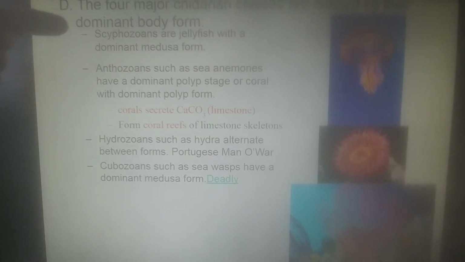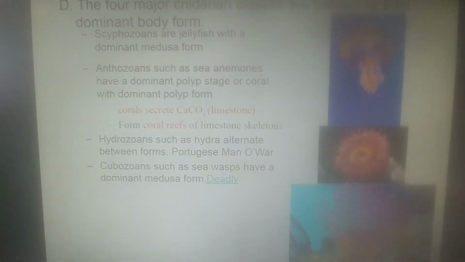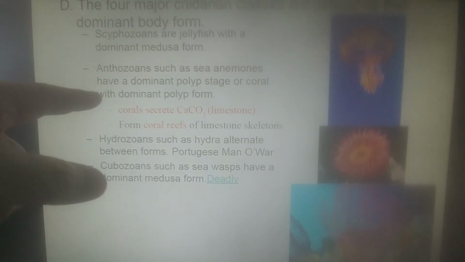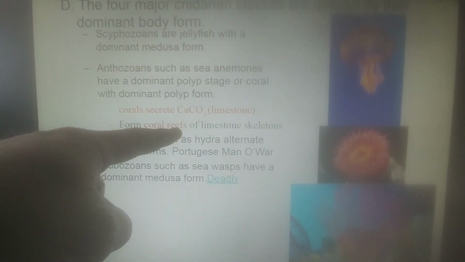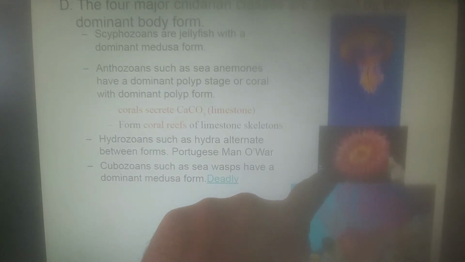The four types right in here, I want you to know those. Every one of these we're going to talk a little bit about. The biggest thing here: scyphozoans are the jellyfish with a dominant medusa form, so they always look like that. Again, they've got the cnidocytes that want to stab you in the side. You've got the anthozoans, sea anemones, whatever else. The biggest thing they do is secrete calcium carbonate. They make the limestone. They form the coral reefs all over. So there we go, we've got an anthozoan right here. Very, very cool. On our California trip, we go and look at those guys all over the place.